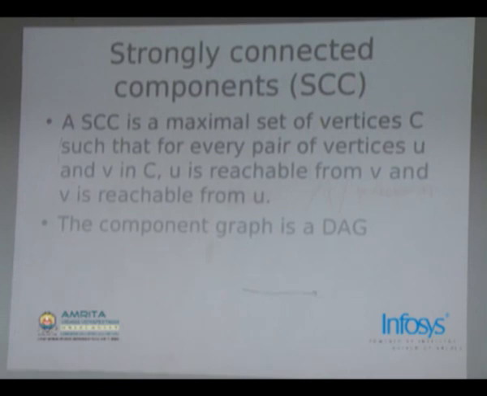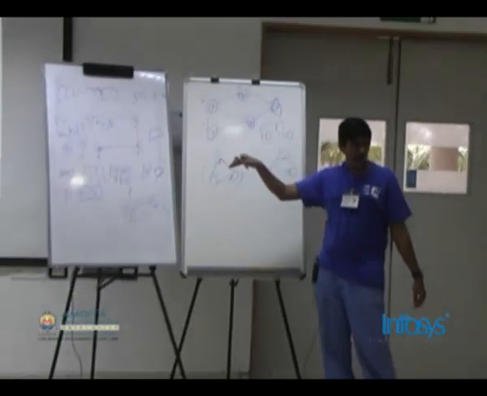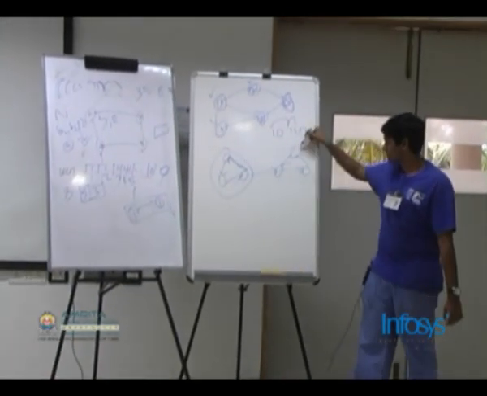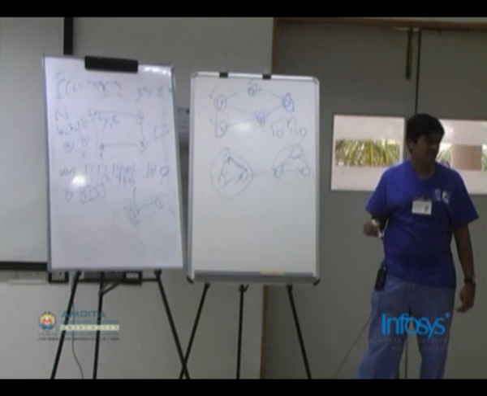A strongly connected component is a maximal set of vertices C such that for every pair of vertices U and V in C, U is reachable from V and V is reachable from U. For example, in this graph, this forms a strongly connected component because for any pair of vertices in this, there is an edge from here to here. This is a cycle, so you can reach from U to V and from V to U. So this is a strongly connected component. This is also a strongly connected component.